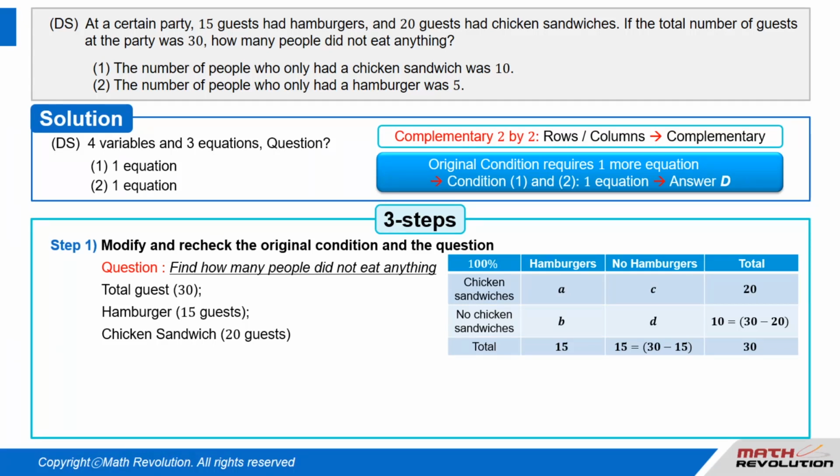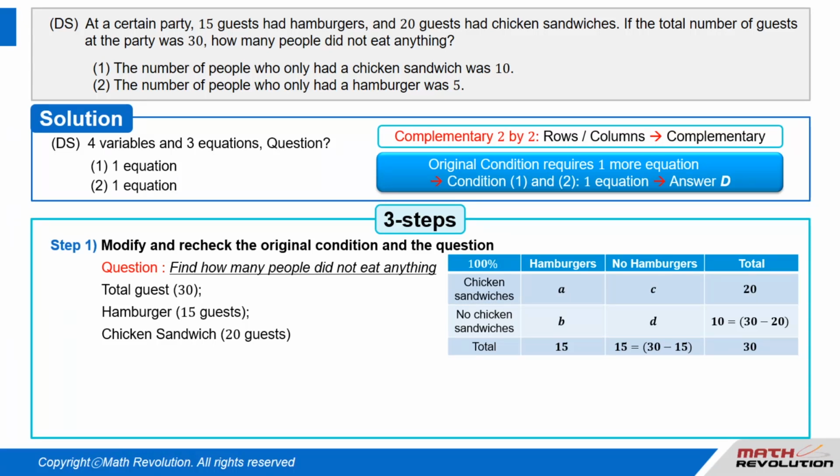Let's first draw a table like the one below, assigning variables to each group of guests. These 2 by 2 questions often appear in the exam, so remember this. It will make writing the exam that much easier. People who had chicken sandwiches and hamburgers equals A. People who had chicken sandwiches and no hamburgers equals C. Chicken sandwiches comes to a total of 20.